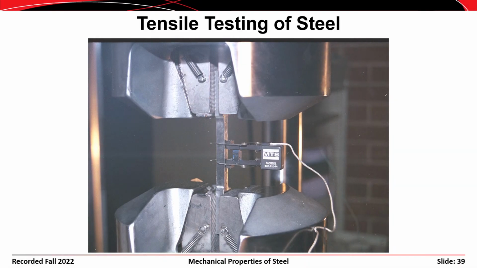This shows a close-up of a smaller specimen, and this instrument in the middle is called a strain transducer. Now remember the definition of strain. Epsilon is basically the change in length divided by the original length. Using this instrument, you know what the original length is, and it measures the change in length, and by dividing one by the other, you can get the strain.